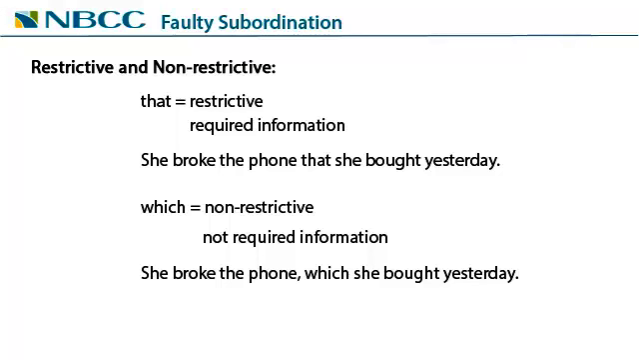For example, she broke the phone, which she bought yesterday. Which just adds some information about the phone. It could be left out of this sentence, so it's preceded by a comma. When you make complex sentences, be sure to use the right words and the right punctuation.